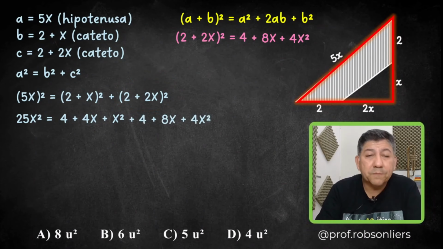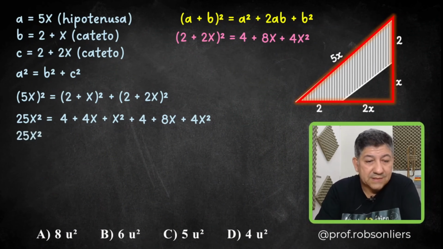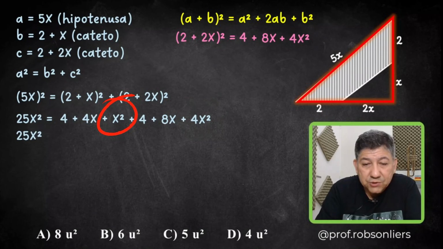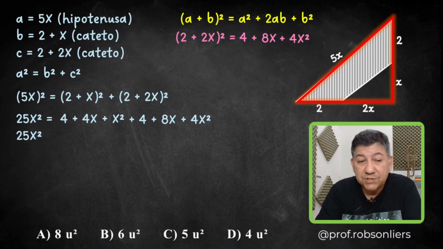I'm going to move everything to the left side of the equation. I'm going to set it equal to 0. So here, look, 25x squared stays on this side. Now, x squared plus 4x squared are like terms. I can add them. So x squared plus 4x squared is 5x squared. Is that positive? I move it to the other side of the equation as negative, minus 5x squared.